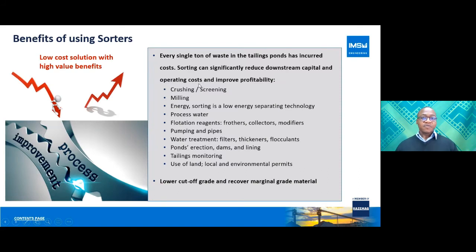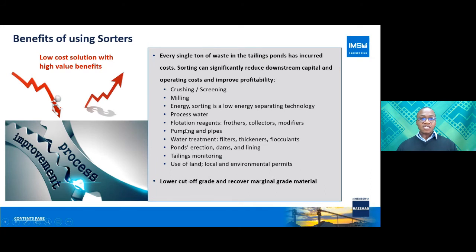So what are the benefits of using sensor sorters? I think the best answer that I can give there is that every single ton of waste in the tailings pond has incurred costs that sometimes may not be necessary. So with sensor sorting, essentially what you're doing is removing waste early on in the process, thereby reducing your crushing and screening requirements, your milling, energy, and process water requirements as well.